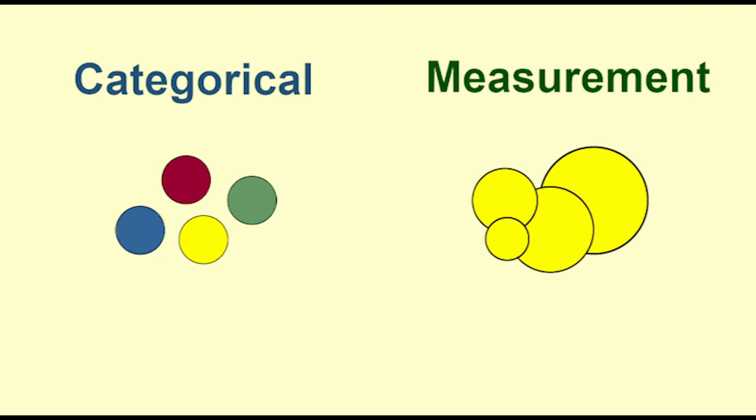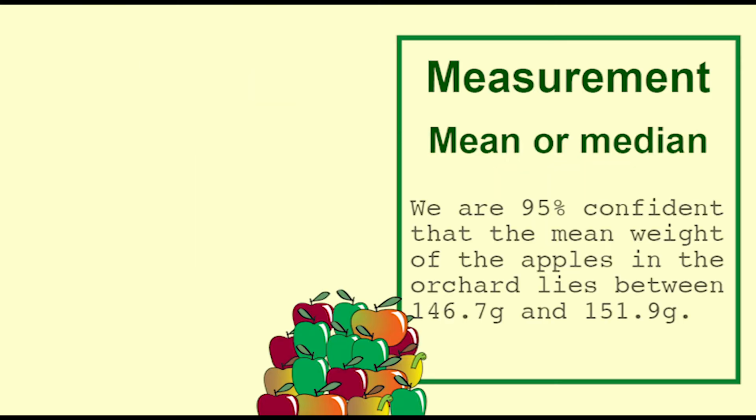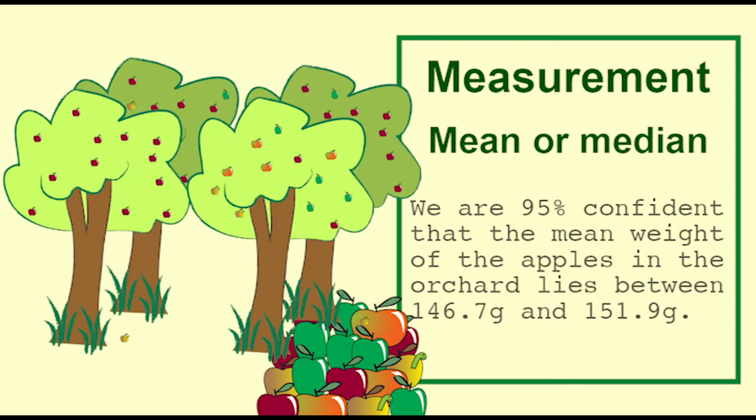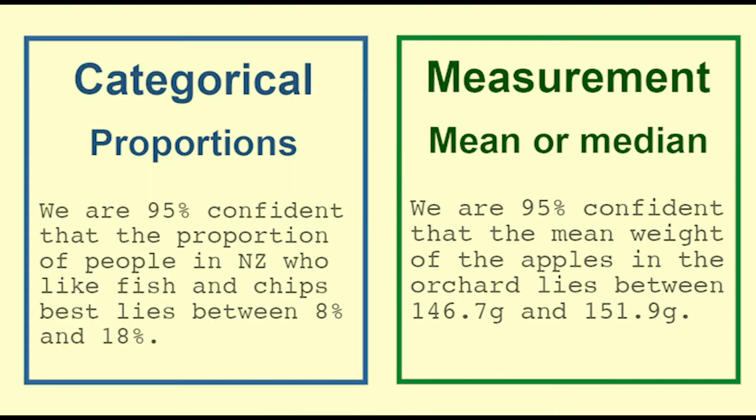There are two main types of data, categorical and measurement. With measurement data, we usually summarise using the mean or median, with a confidence interval giving an estimate of the range within which we are pretty sure that the population parameter lies. With categorical data, we summarise by giving the proportions of responses or outcomes for each of the possible values.